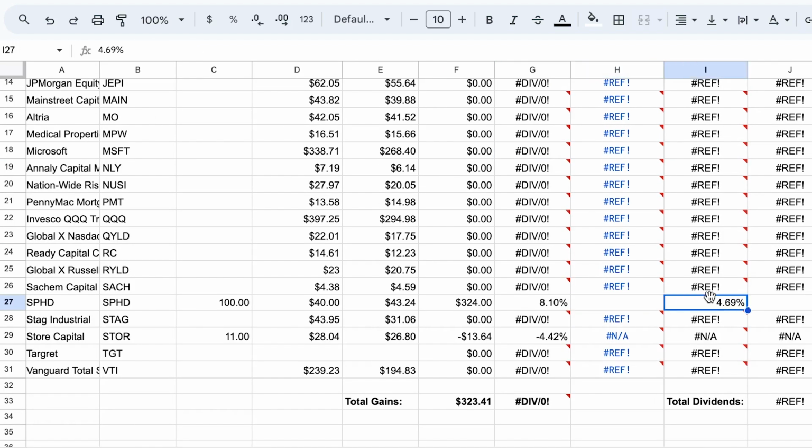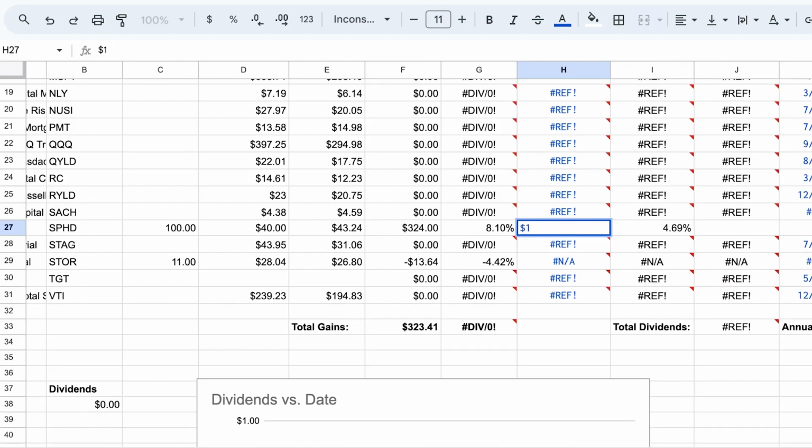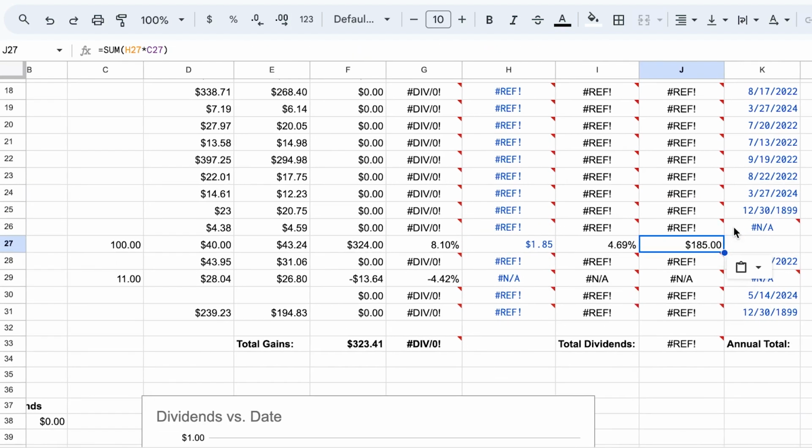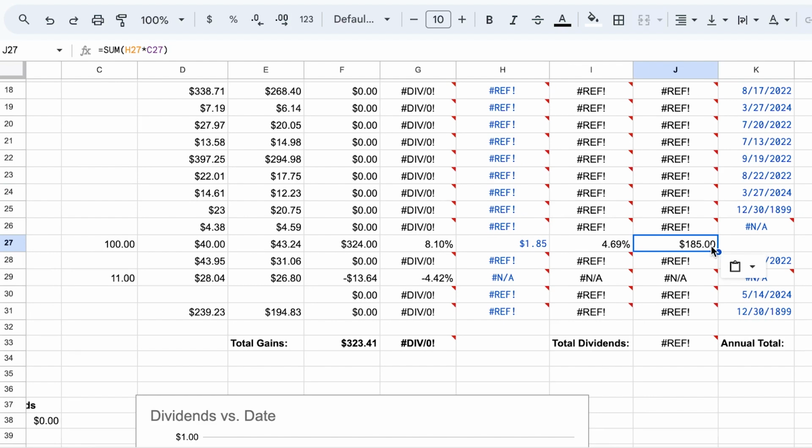And then the yield for this is 4.69%. And this means that you get $1.85 for every share that you own. Again, we're going to copy and paste. So I will be getting $185 for SPHD for the year.